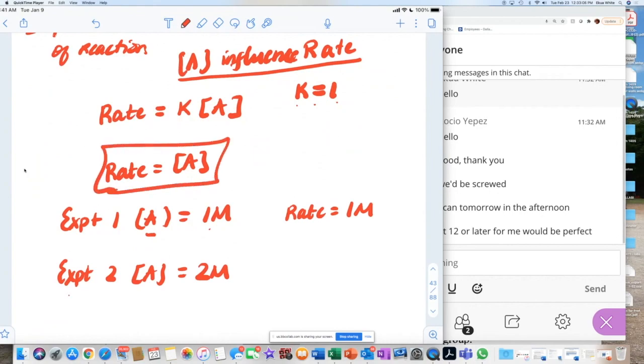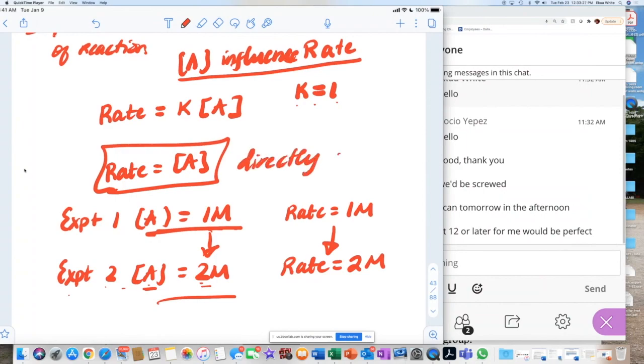When they ask you to figure out the average rate, if A is now 2 molar, you can figure out the rate using this generic formula I wrote: whatever A is, the rate is equal to it, two molar, following the reactant. You can also figure out the rate going from this to this for the product, which just doubles the rate, because they have a direct relationship. They said it was directly proportional.